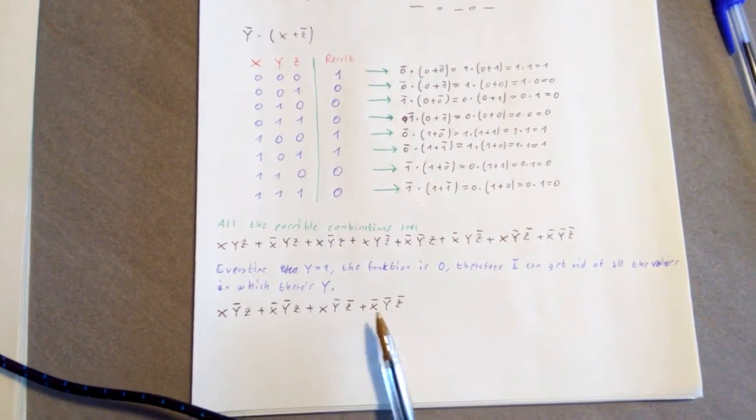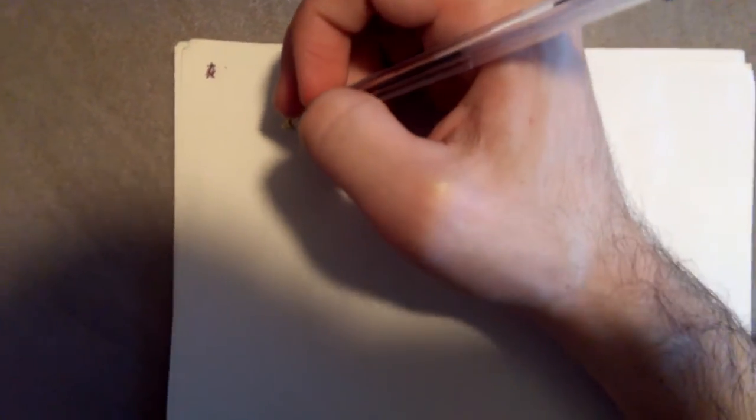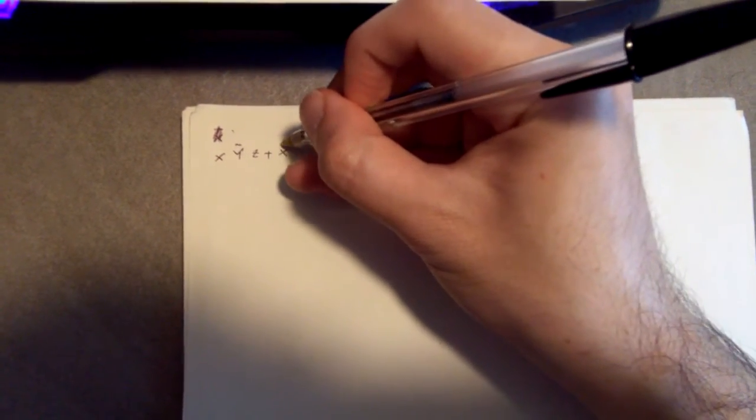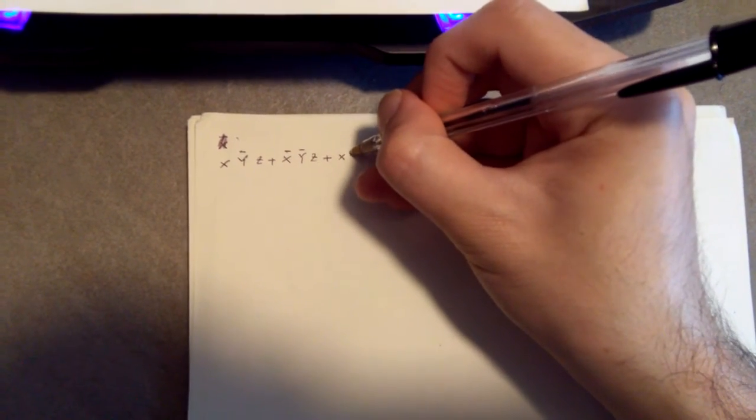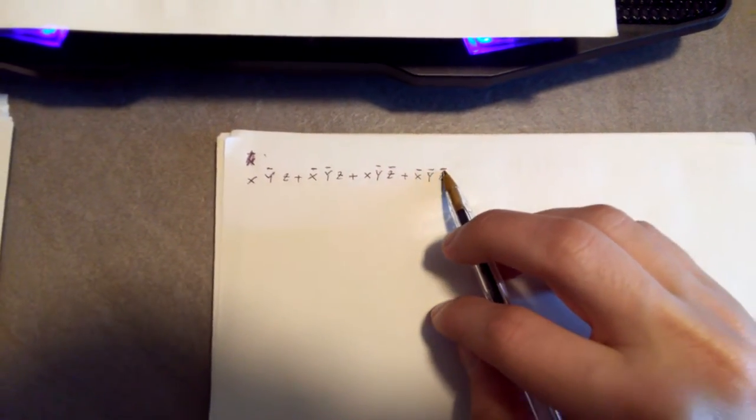So what do we do now? Well, we're gonna have to test this expansion that I've just got by putting the entries inside. To do just that, I'm gonna copy it in this new page, because I don't really have much room here. Okay, there we go. So my expression was x, y naught, z plus x naught, y naught, z plus x, y naught, z naught plus x naught, y naught, z naught. So I just copied it in the other page.